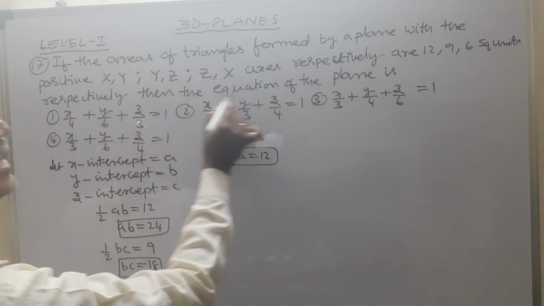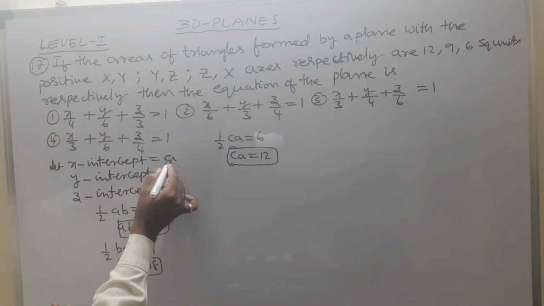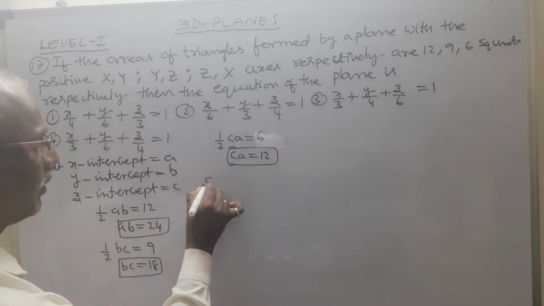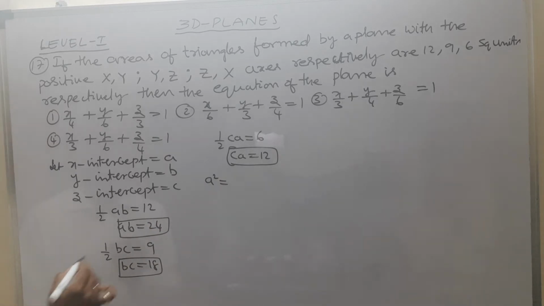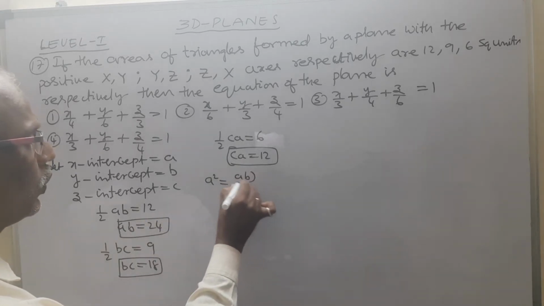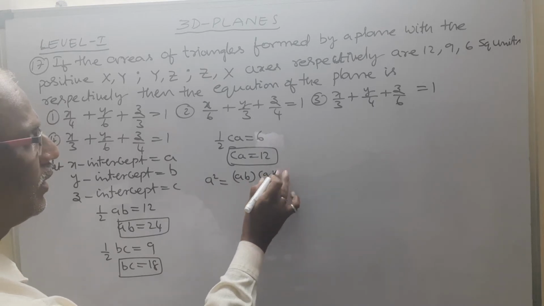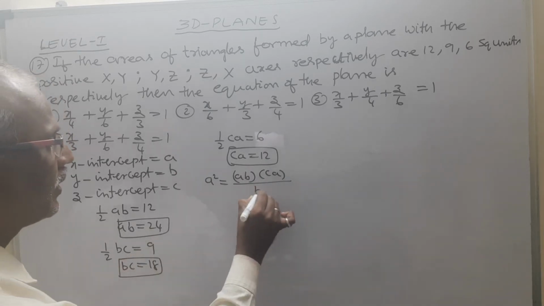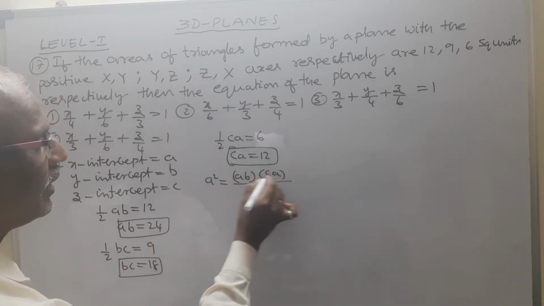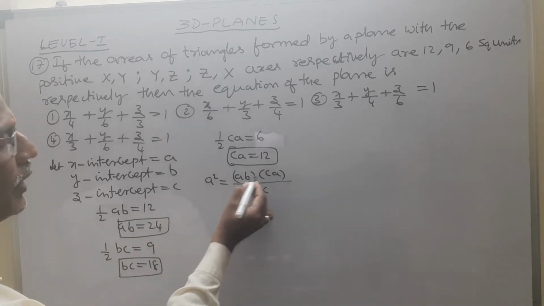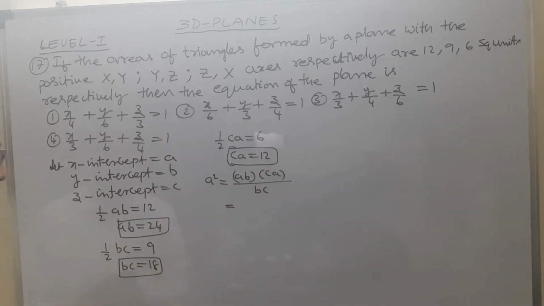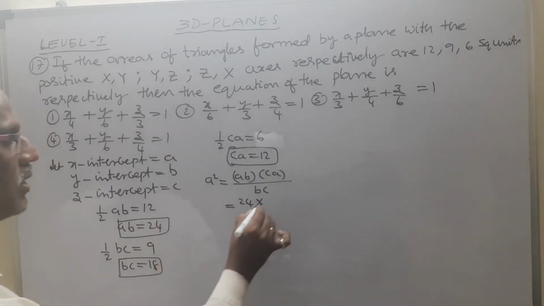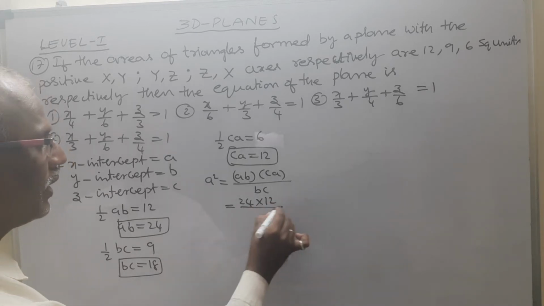Here to find the equation of the plane, first to find a, x intercept, b, y intercept, and c, z intercept. Here a square equal to ab into ca by bc. Here bc gets cancelled, leaving a into a, a square. a square equal to ab into ca by bc. ab equal to 24 into ca equal to 12, bc 18.